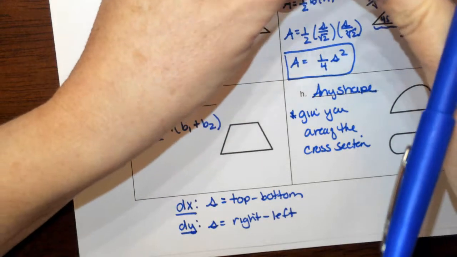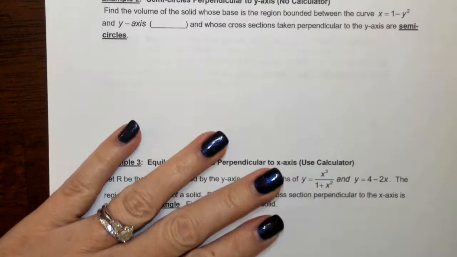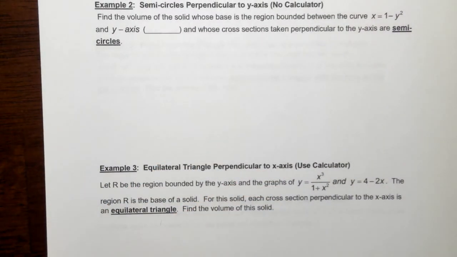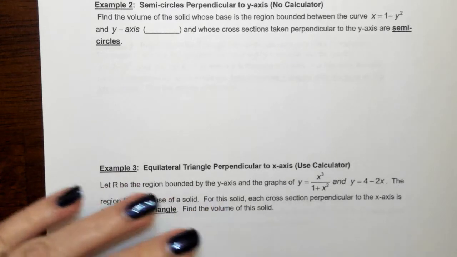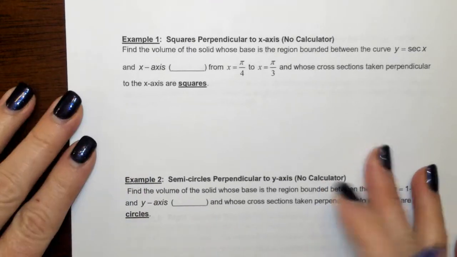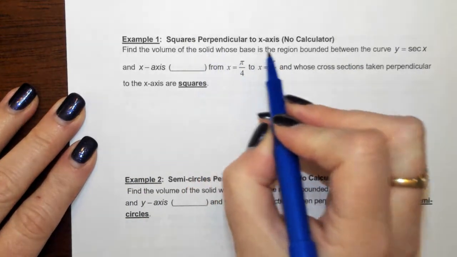So now let's take a look at some examples here. Like I said, they have to tell you the cross section, and they have to tell you whether it's going to be a dx or a dy. Just like with the other problems, you have to draw the picture if it's not given to you. So here's an example where you have squares perpendicular to the x-axis.